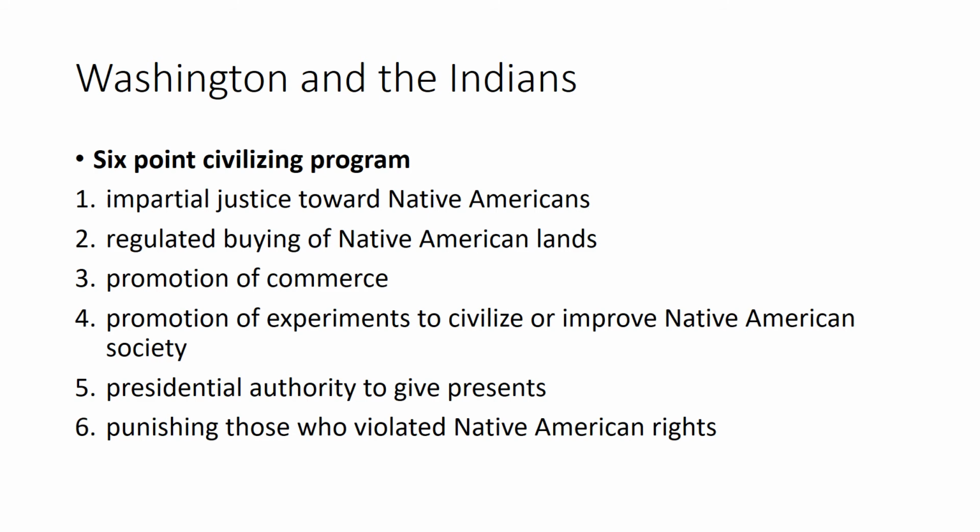way, the European way, the white American way, as opposed to the way they did it, which was, in many cases, actually better. Number five, the president has the authority to give gifts to American Indian leaders. And number six, Washington called for punishment for anyone who violated the rights of Native Americans. Now that sounds good, as impartial justice toward Indians sounds good. The problem was actually enforcing that, which turned out to be really hard to do because so many white citizens of the U.S. were not keen on these ideas at all.